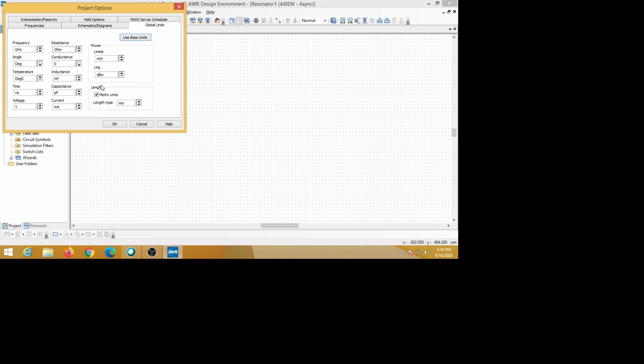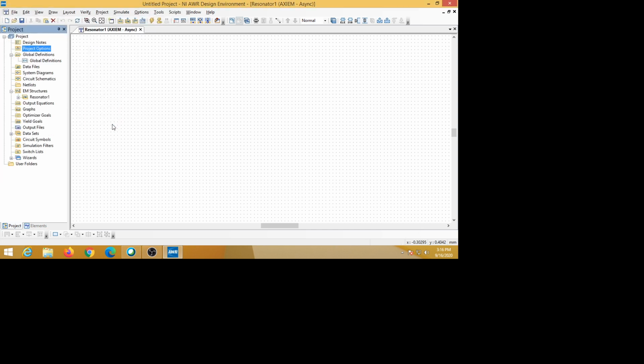So in the global project options, you should click over project options. There we will get this window, where you click global units. In the global units you should change the frequency unit to gigahertz, since we want gigahertz, and the length unit must be mm, so that's why I changed it to mm. Then click OK. So that is setting the drawing unit here.